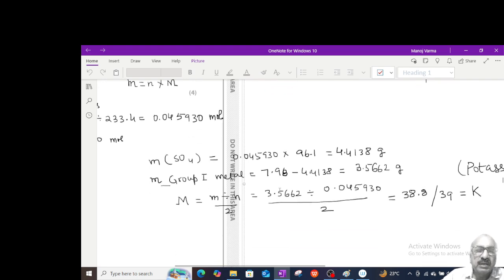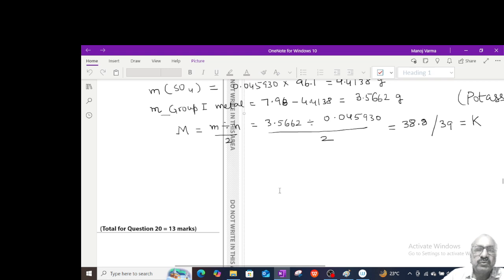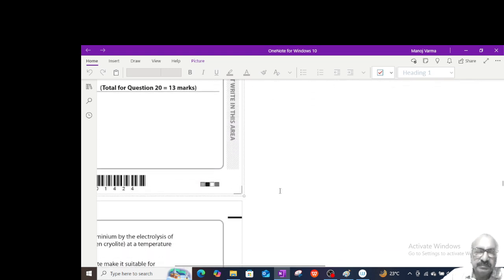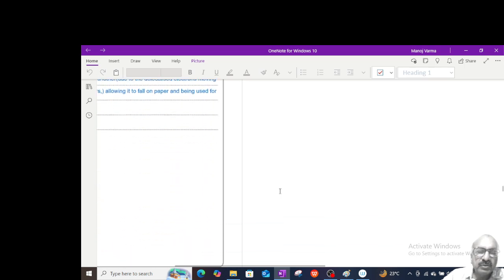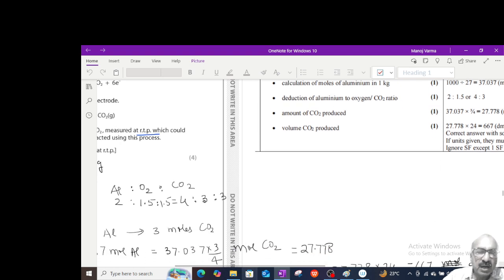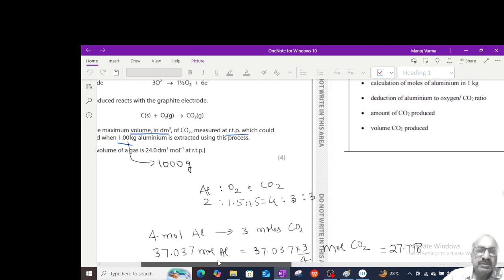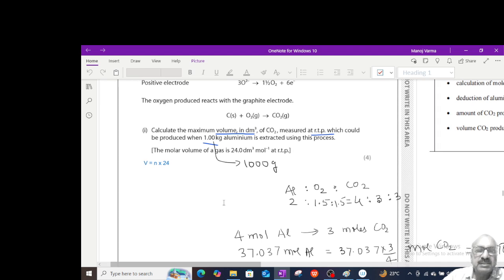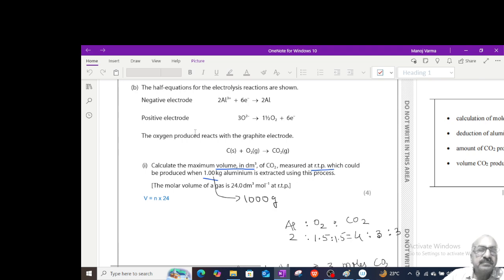Hope you understood. If not, go through the entire solution once again and try to understand. Then we'll go on to the next question, which is again based on the mole concept. Again, it's a lengthy question carrying 4 marks, so you have to have several steps in it. So let's see how it is done.